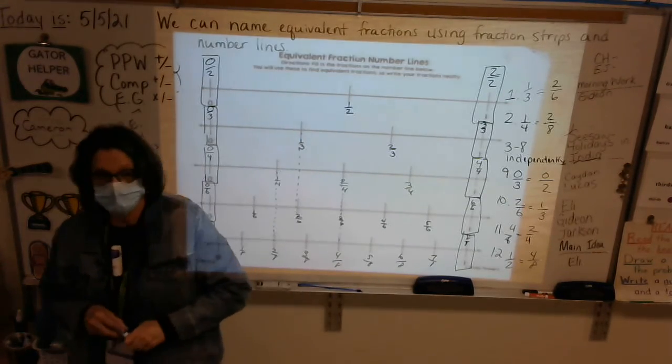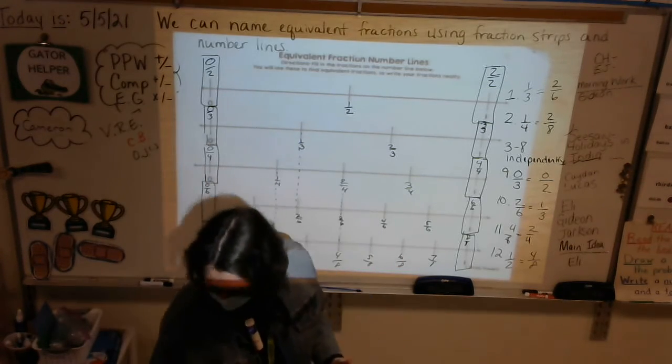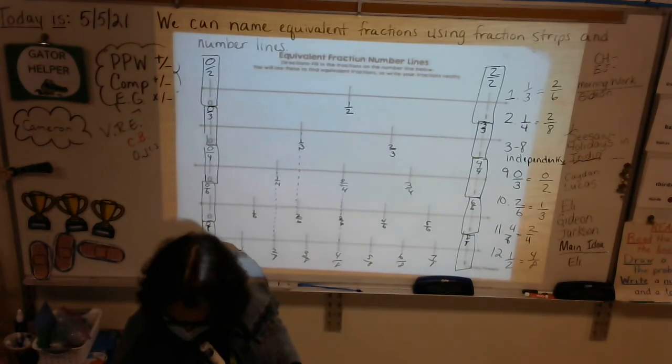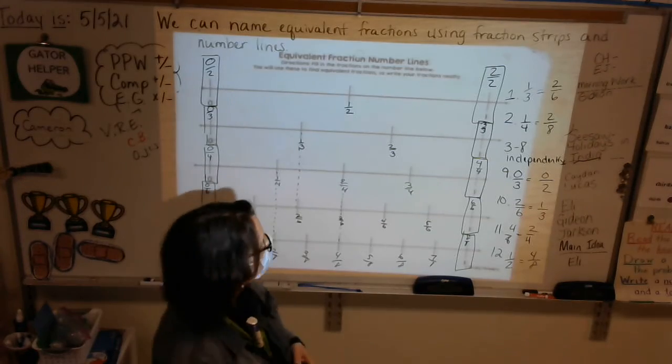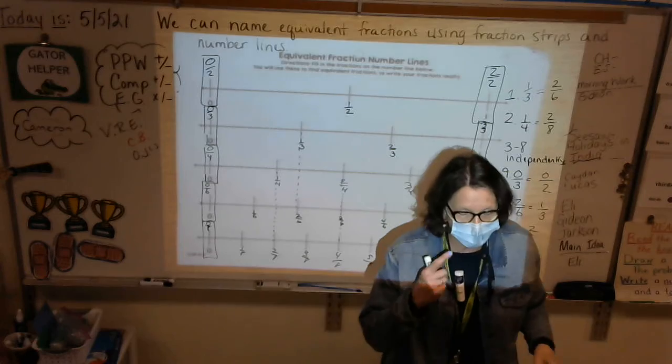Okay, boys and girls, now I'm going to let you go. I think the other one we did was number 8, maybe? I can't remember. But anyways, you're going to do 3 through 8 independently. We're going to go over those here in class in just a minute.